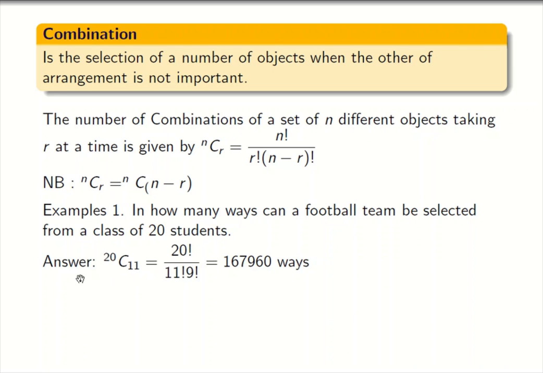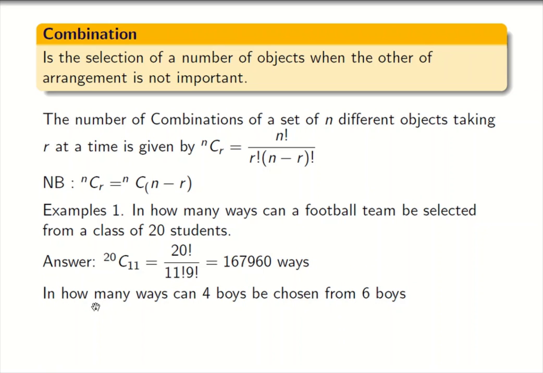11. So it becomes 20 combination 11, and using the formula, this is 20 factorial over 11 factorial, the r here is 11, then 20 minus 11 is what? 9 factorial. Then this will give me 167,960 ways. Okay. All right.